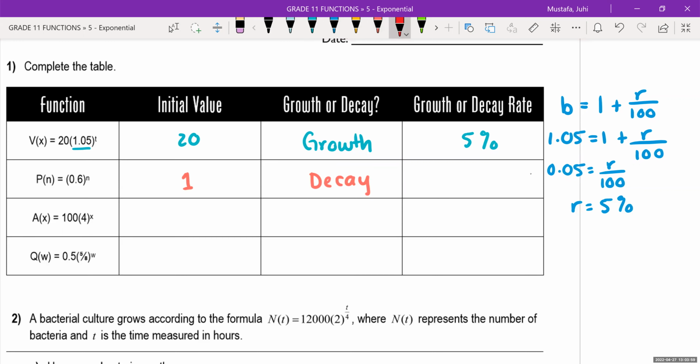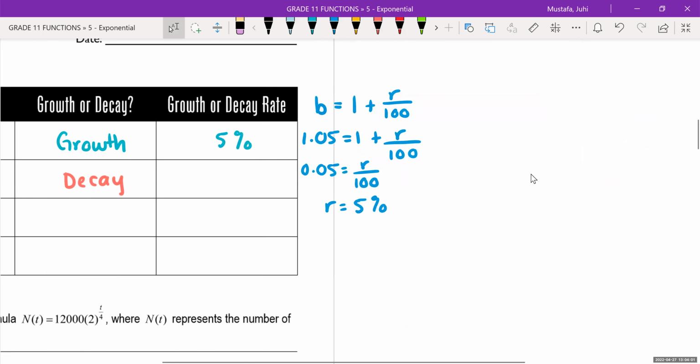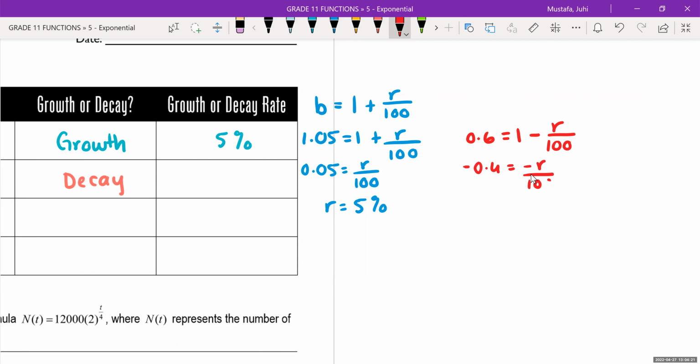I'm going to go over to the side over here. 0.6 is our B value. So we're going to go 0.6 is equal to 1. Now, if it's a decay, are we going to use the plus or the minus? It's going to be minus, so minus R over 100. I'm going to move the 1 to the other side. So it's going to be 0.6 minus 1, which is negative 0.4, is equal to negative R over 100. I'll move the 100 to the other side. So we're going to get negative 40 is equal to negative R. And then we can see that our decay rate is 40%.